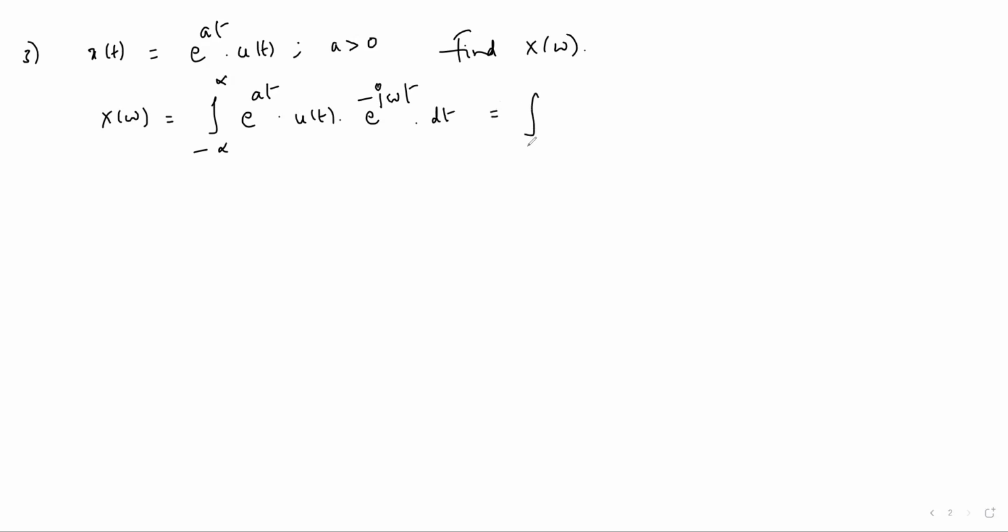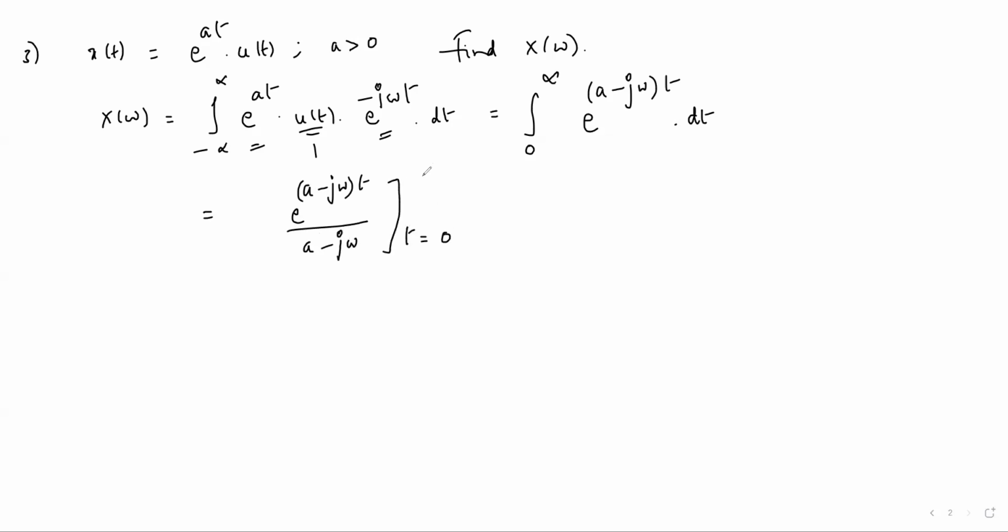Again, we are changing the limits. U of t means 0 to infinity. U of t is 1. This time we are combining the limits. E to the power of a minus j omega t dt. Let us integrate this one. We get e to the power of a minus j omega t divided by a minus j omega with the t limits 0 to infinity. Let us substitute the limits.